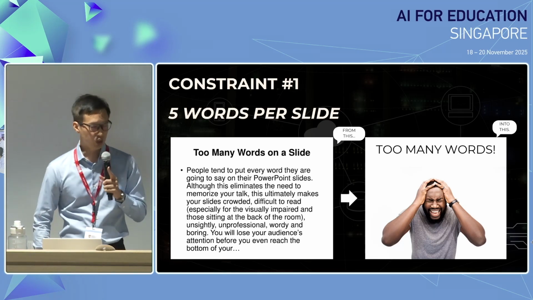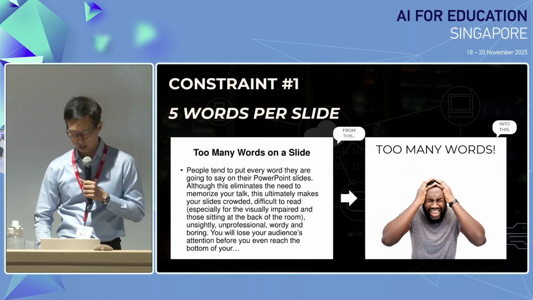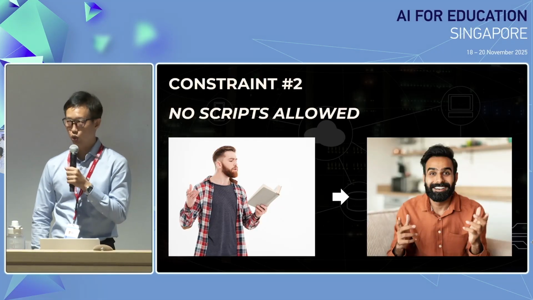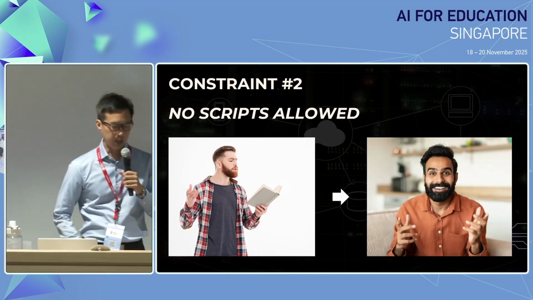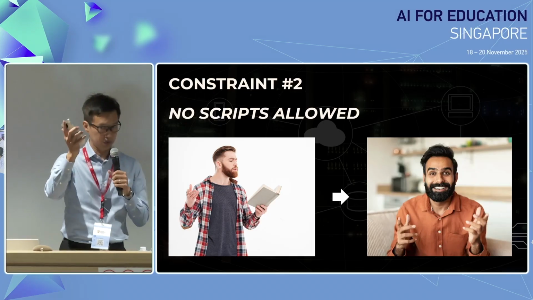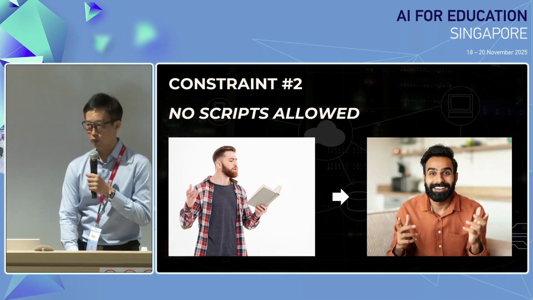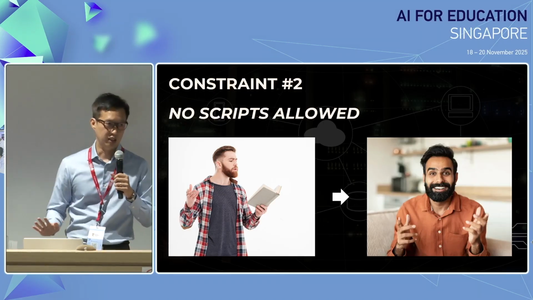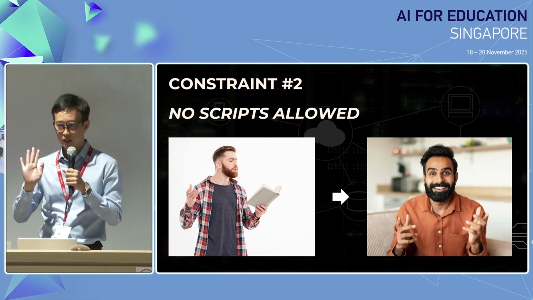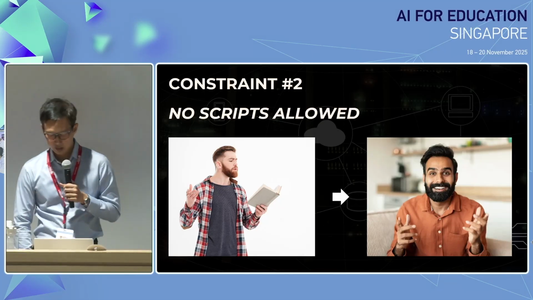Here's the second constraint. Okay? First constraint, 5 words per slide. Second constraint, no scripts. They cannot read the scripts from their phone, not allowed to. They cannot hold any pieces of paper, nothing. 5 words per slide, that's it. Okay?